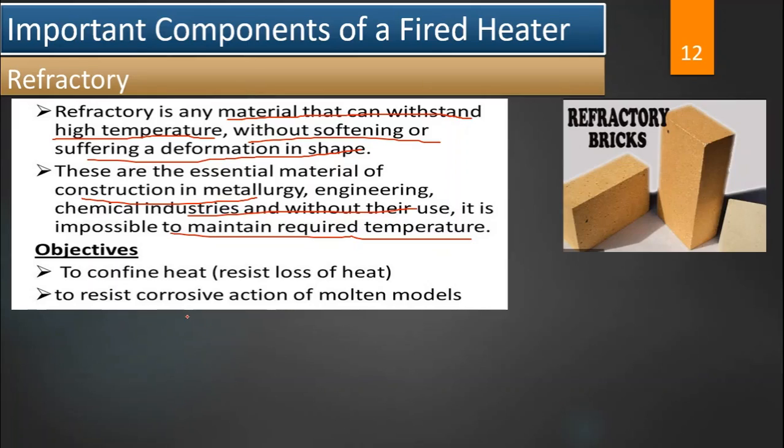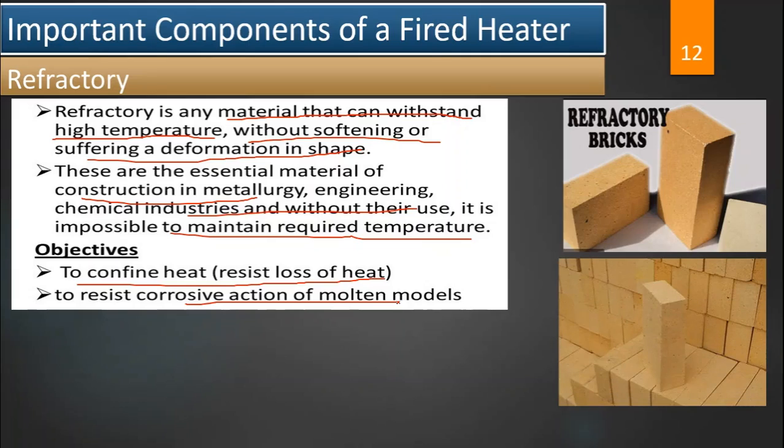The first objective is to confine the heat, that is, to resist the loss of heat. So refractory is also used as an insulation system for our furnaces. The second is to resist the corrosive action of the molten materials or the flue gases, or any corrosive materials that are there within the flue gases. So refractories are basically totally inert with respect to the corrosive materials.